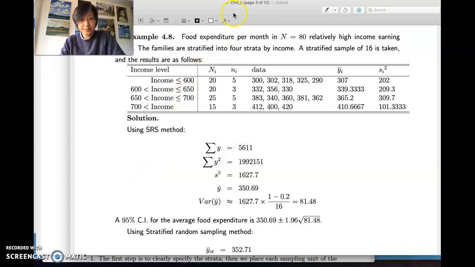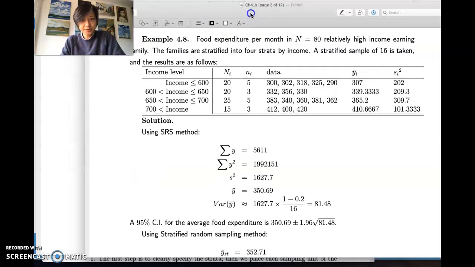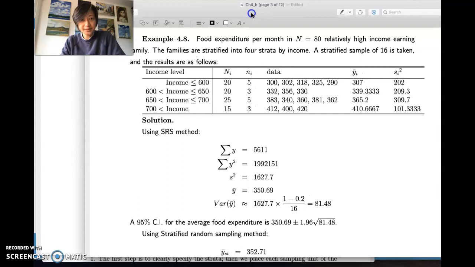All right, here's an example on chapter 4, stratified random sampling. Example 4.8: food expenditure per month in 80 relatively high income earning families. The families are stratified into 4 strata by income. A stratified sample of 16 is taken and the results are as follows.